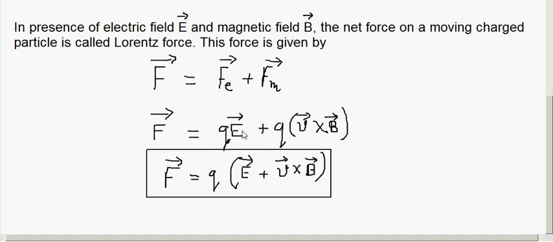So remember one thing, the force due to magnetic field Fm cannot accelerate the charged particle. It can only change the direction, whereas the force due to electric field can accelerate or retard the charge depending upon the direction of the moving charge and also the direction of the electric field in which the charge is moving, whether it is along or in the opposite direction.